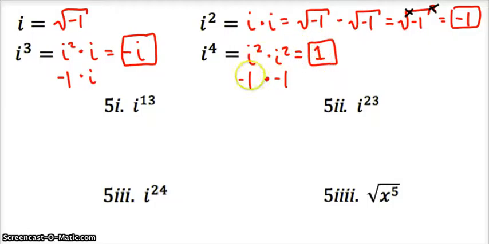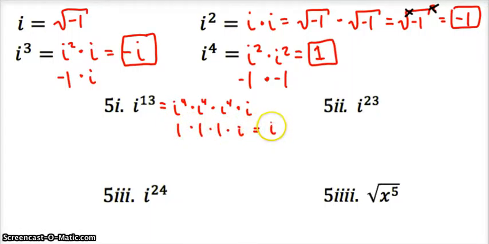So how does this relate to us? How does this help us out? Well, i to the 13th. We can figure that out by taking i to the fourth times i to the fourth times i to the fourth. Well, that's 12. We need one more, so it has to be times i. Well, i to the fourth is just 1, so 1 times 1 times 1 times i. So i to the 13th is just i, because 1 times 1 times 1 times i is i.